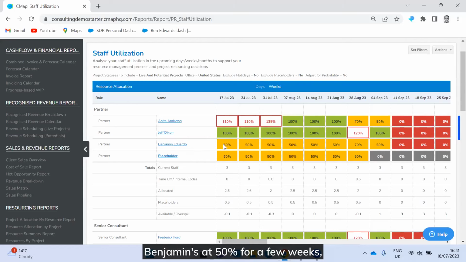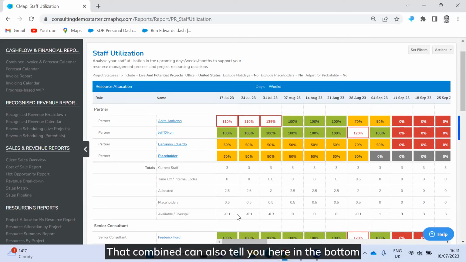Benjamin's at 50% for a few weeks, and that placeholder's also at 50% for several weeks. So it's factoring all sorts of things that you would want. It's the resource booking for real people, including if they're available, which then includes things like, have they got time off, plus resourcing to placeholders again. So you get a full picture of the demand for that role.